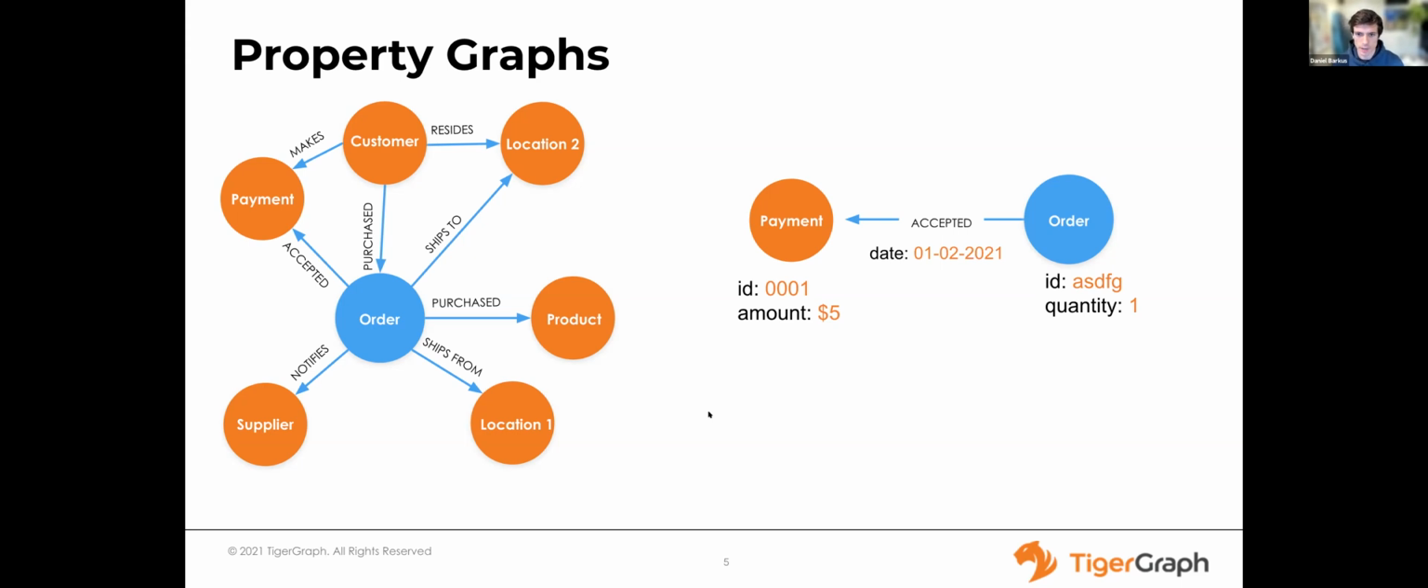But for now, really the core thing to take away from this is that vertices are connected by edges. Edges represent relationships between vertices, and vertices represent concepts of data. So order, customer purchases order. So the relationship between order and customer is that the customer purchased it. Order ships to location. That's the relationship there that we're trying to represent.